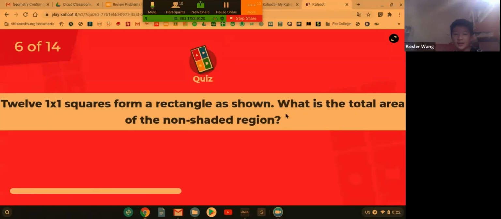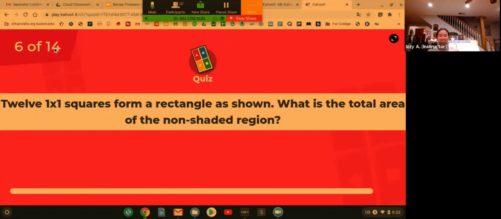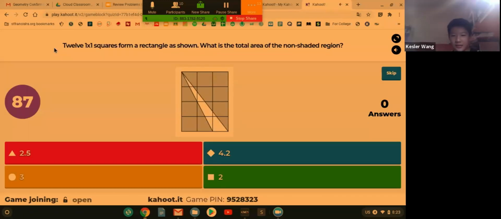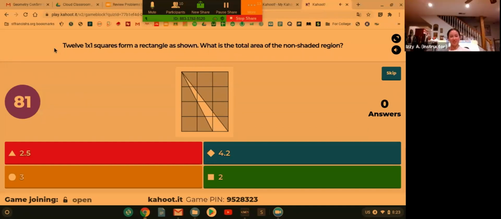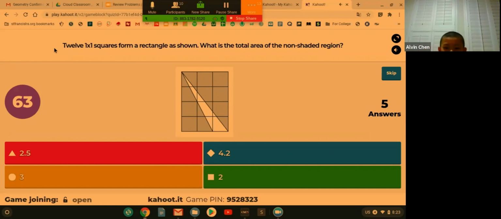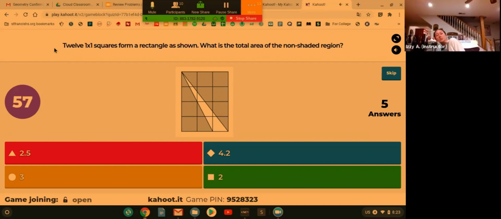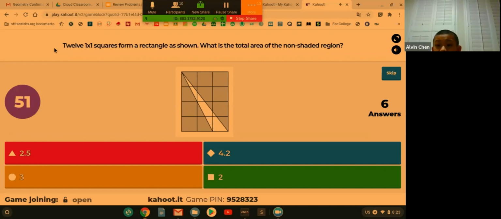Multi-select. It should not be multi-select. Oh, no. What is the total area of the non-shaded region? What? There's only one answer. There should be only one answer, but I think I forgot to deselect one of the answers, so people are going to get credit. But it's okay. So you have a greater chance of getting more points. Just choose all of the answers. Or do you guys want me to skip the question? No, don't. Skipping still gives points.